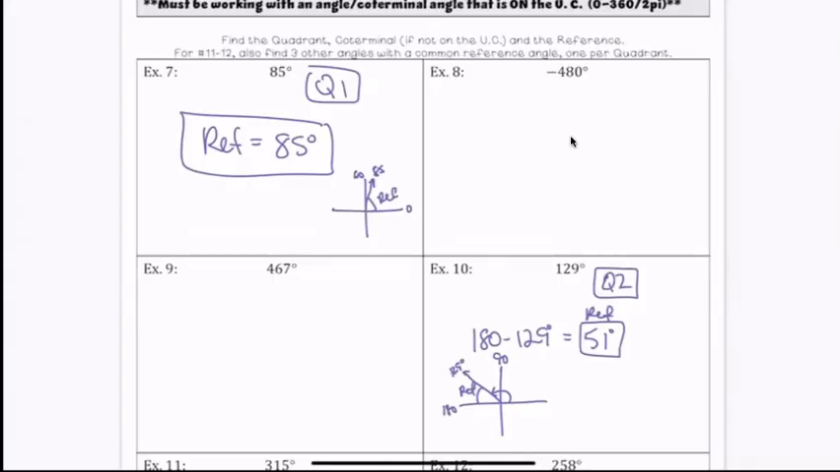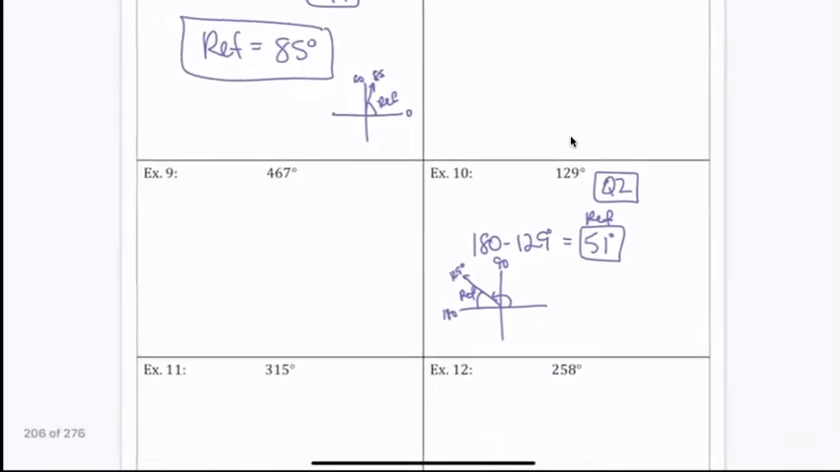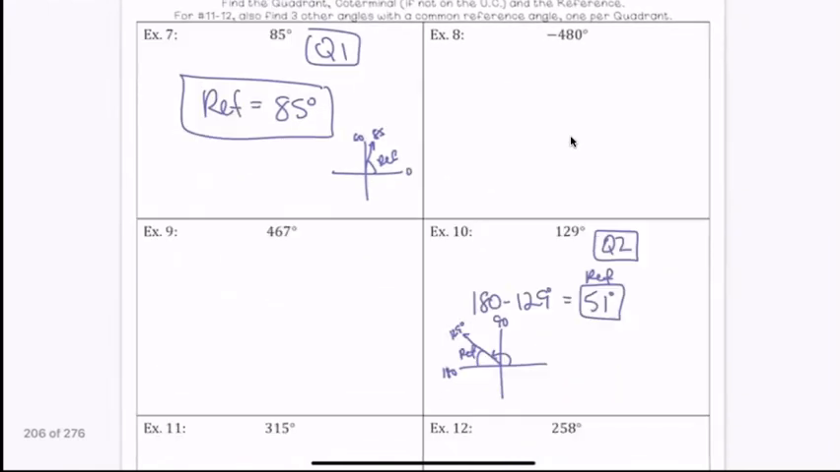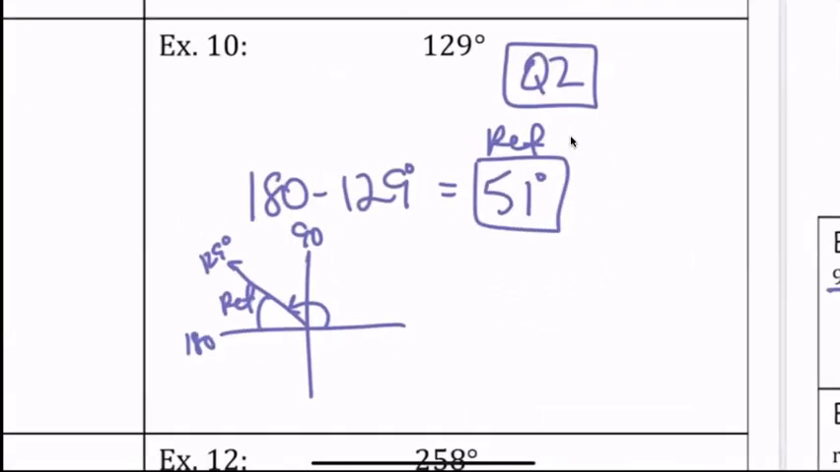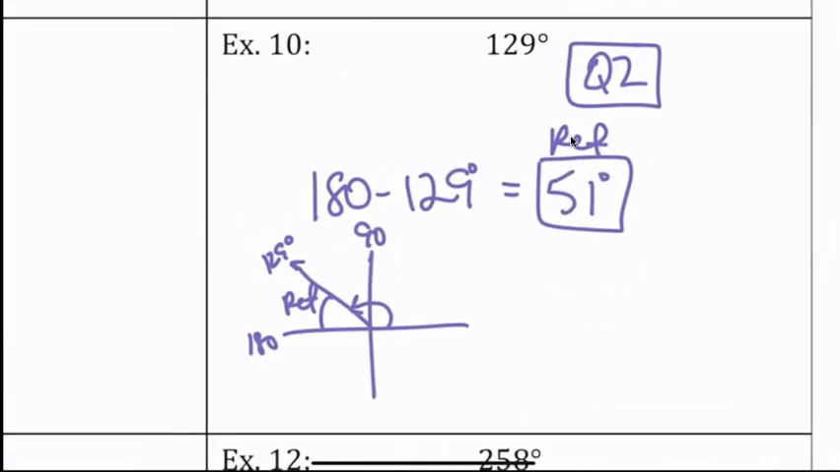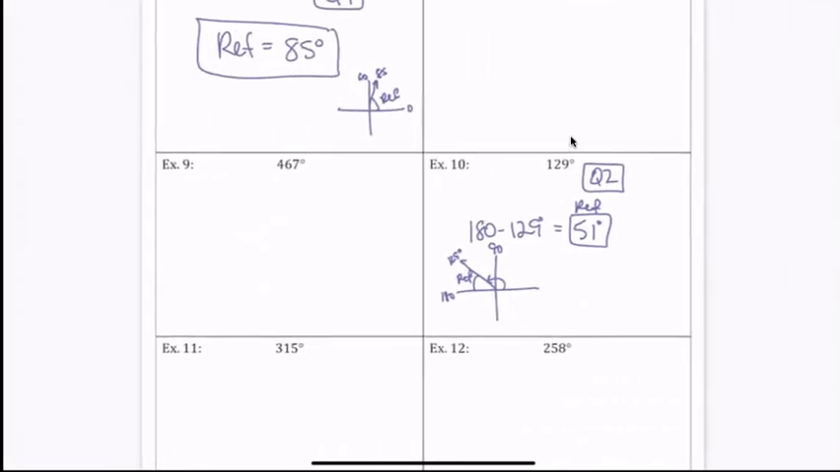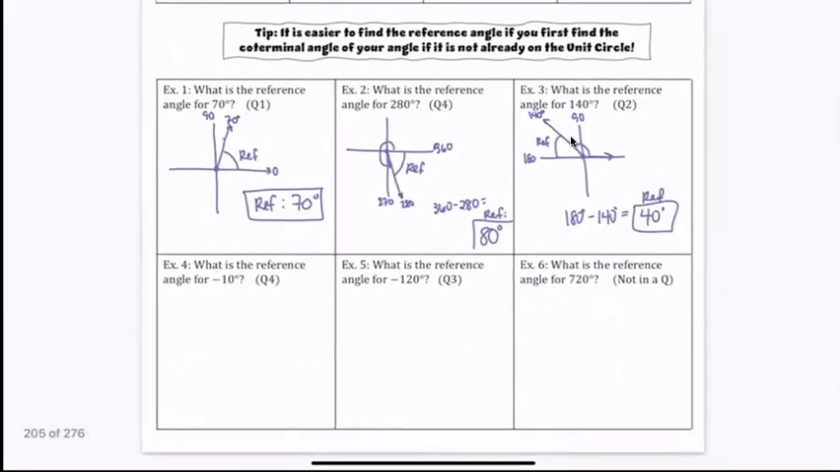Welcome back. Here's number 7 and number 10. Number 7 was in quadrant 1, and because it was in quadrant 1, its reference angle is the same as its actual angle, so it's 85 degrees. And then number 10 was in quadrant 2. I know that because 129 is between 90 and 180. And if I plugged that one into this little equation up here, it says 180 minus the coterm, and that's how I got 51 degrees. And there you go. Let's go back to this previous page.